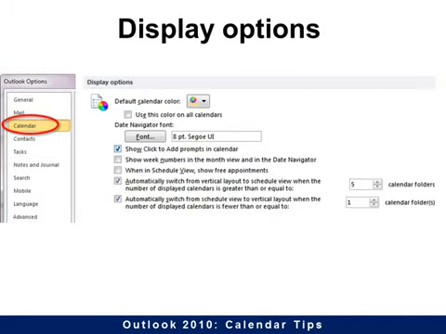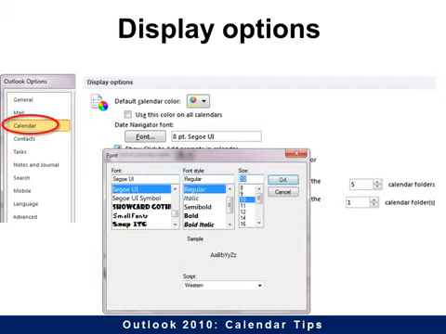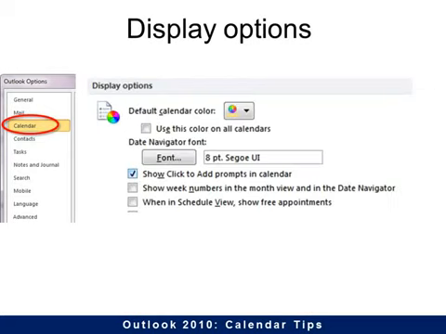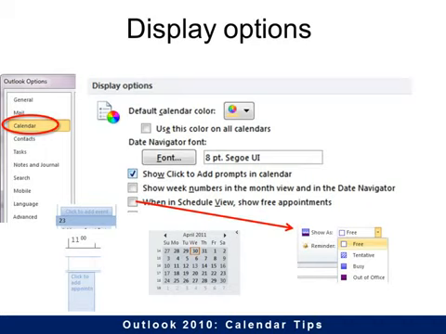Under Display Options, you can choose the colors that you like for your calendar and the font. Maybe you want to change your font or the size of your font. It's a good place to change the default. You can also choose to have the click to add event. If you don't like that, that's the default, you can turn that off. Show week numbers in the month. And when in schedule view, show free appointments. Have that as an option.